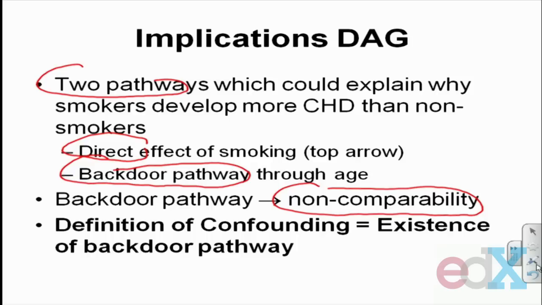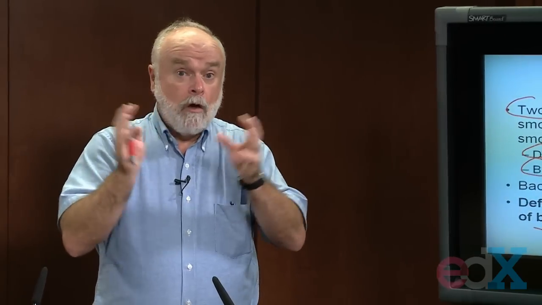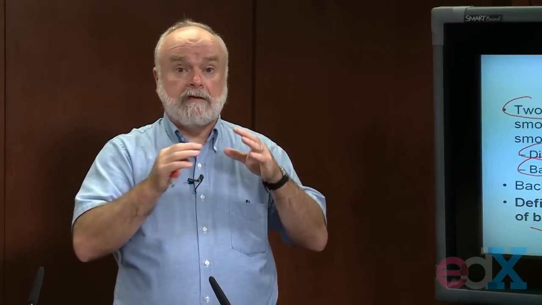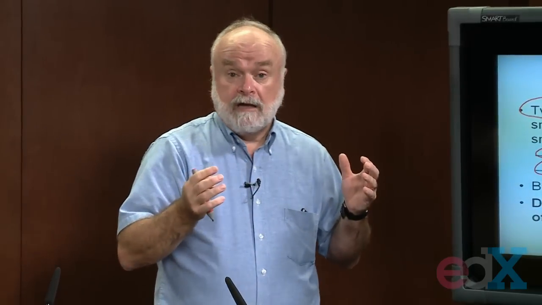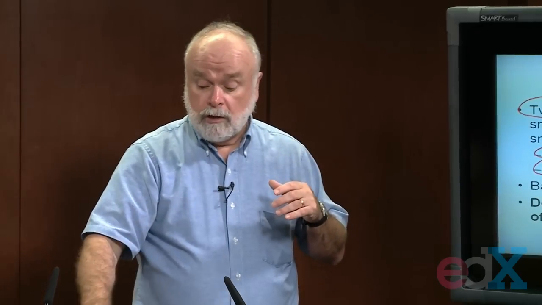So if you want to make a conceptual definition of confounding based on this non-exchangeability principle, essentially in terms of a graph, confounding means a backdoor pathway exists. That's the concept of confounding. So hopefully we agree with this. Now we have to take it a step further. We have to develop a working definition of what confounding is and a method for detecting it in a data set. And that's what we'll do in the next lecture.